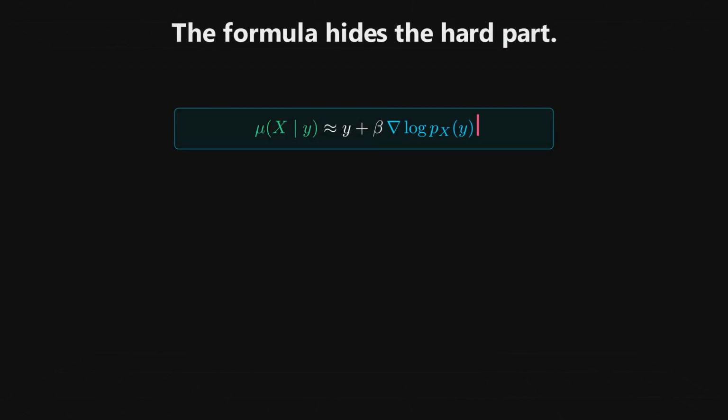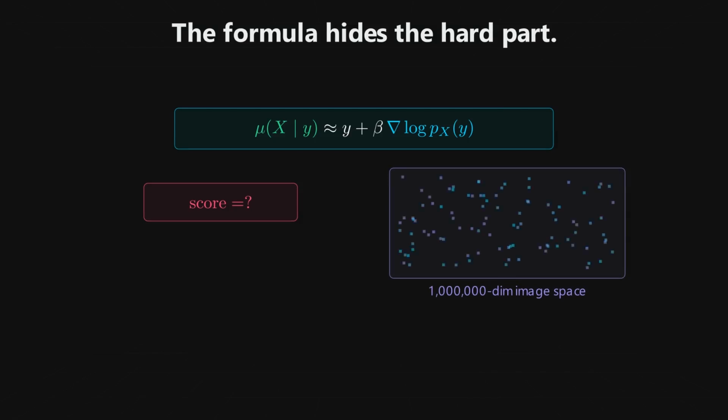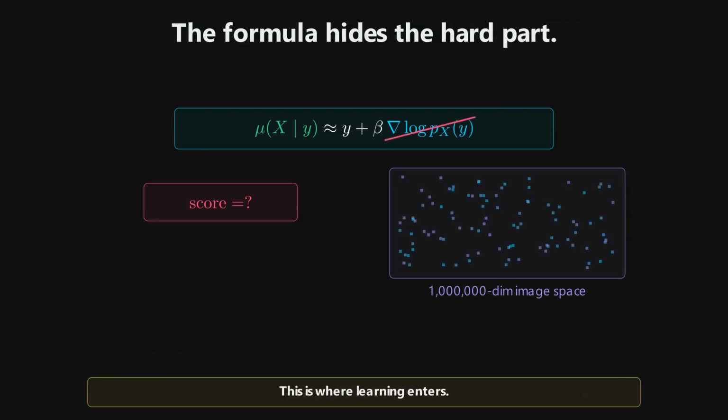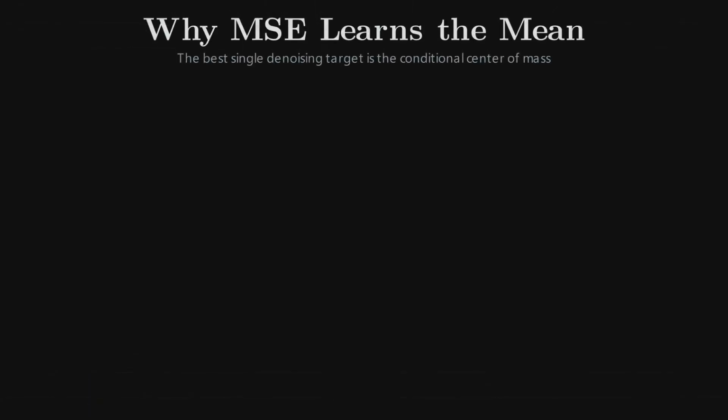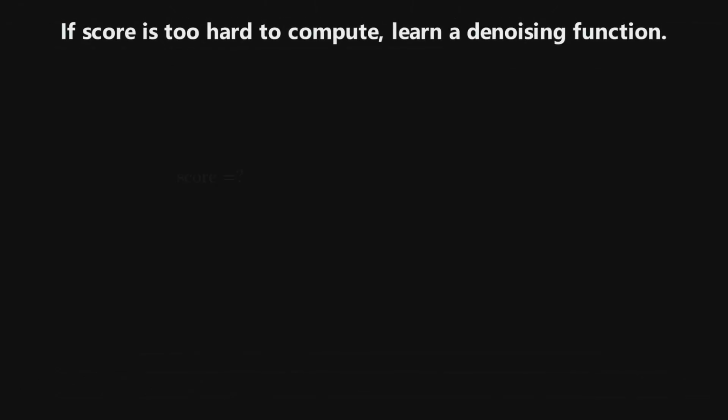But now we hit the real wall. The formula requires nabla log p_x of y. For a two-dimensional toy landscape, we can draw it. For real images with millions of dimensions, computing this score explicitly is essentially impossible. So, the formula is beautiful, but it hides the hardest part. How do we get the score? That is where learning enters. Instead of explicitly computing the score everywhere, we train a neural network to solve a denoising problem.